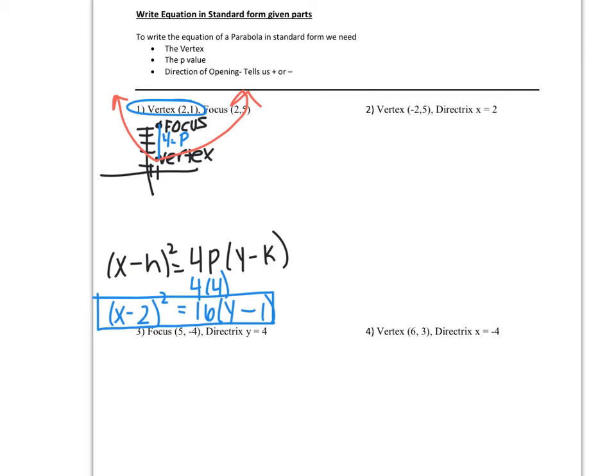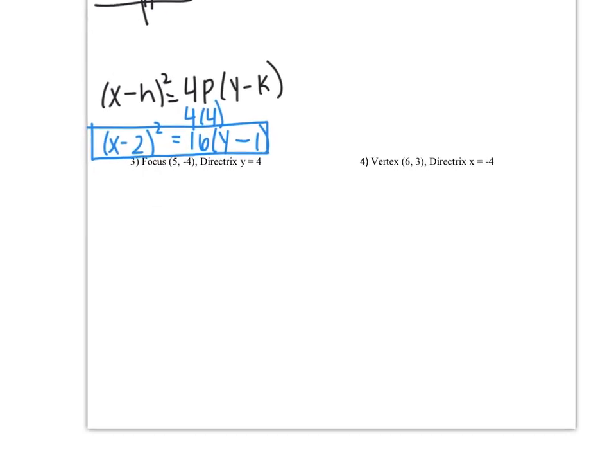Okay, let's try another example. I'd like you to do number 2 for homework. Try that one on your own. And I'd like to jump to question number 4. Okay, so question number 4 says a vertex of (6, 3) and a directrix of x equals negative 4.